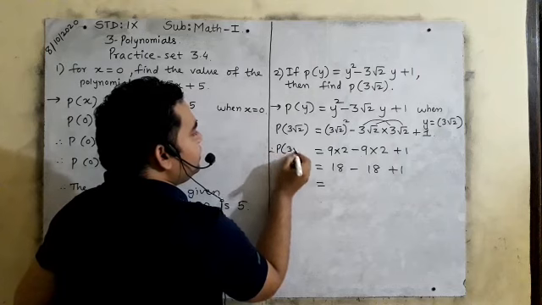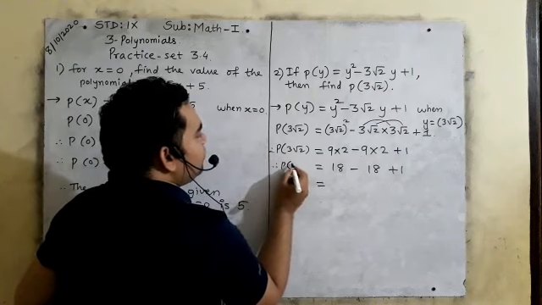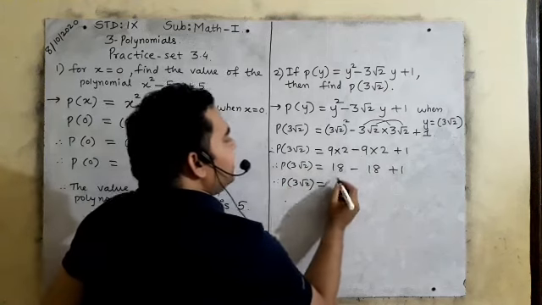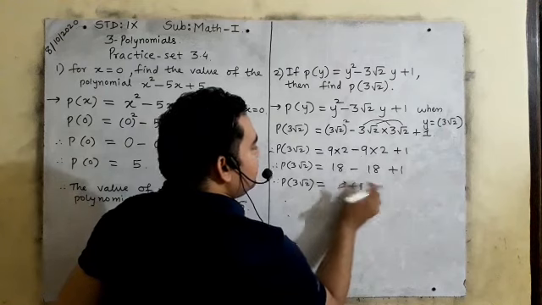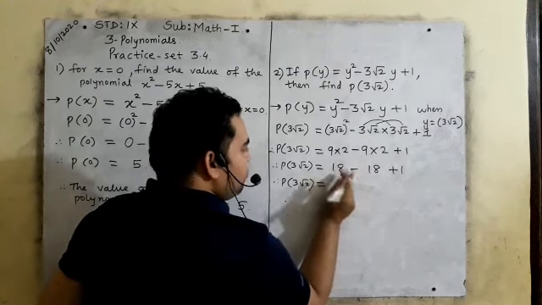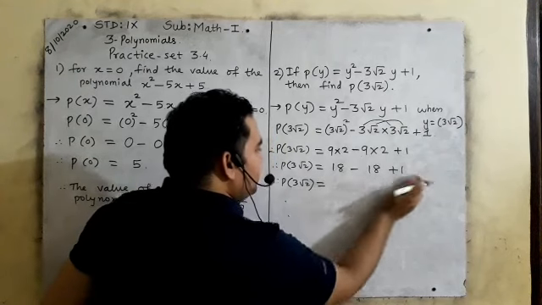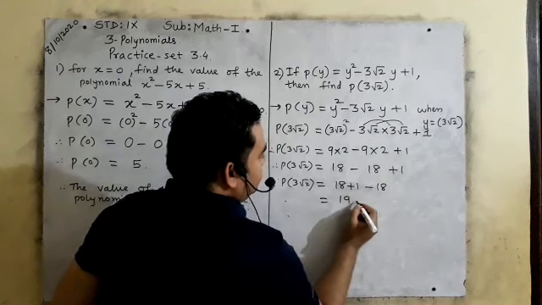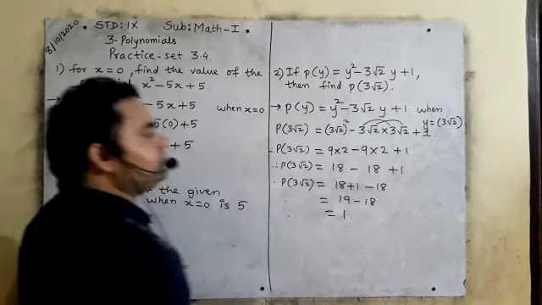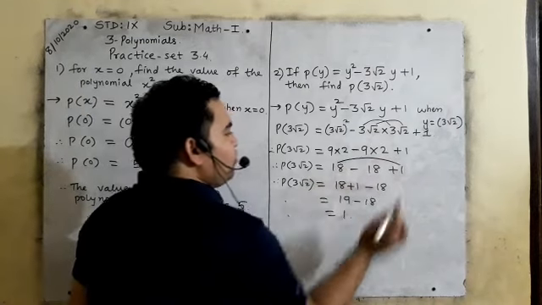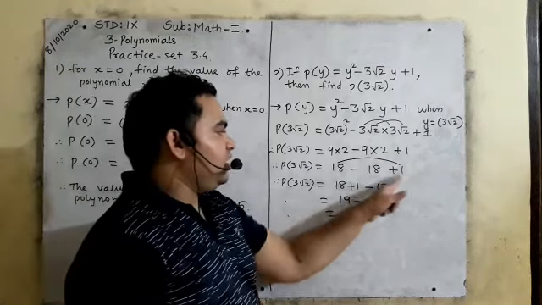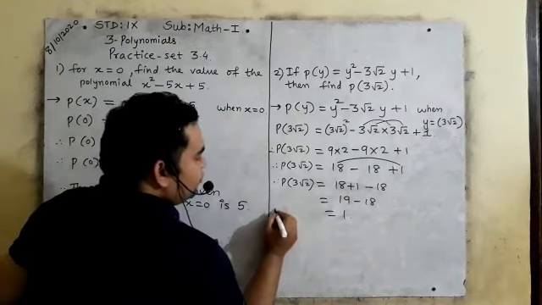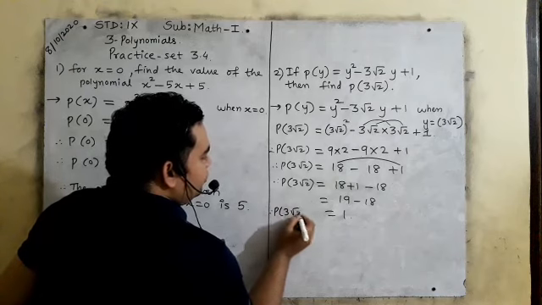Therefore polynomial of 3 root 2 is 18 minus 18 plus 1. Or you should not do it like this; you will do addition of this positive term and this positive term. So 18 plus 1 is 19, minus 18. So 19 minus 18 is equal to 1. Is it clear? This is positive and this is positive. So like terms: 18 plus 1 is 19, minus 18. So it is 1. Is it clear? So therefore you will write polynomial of 3 root 2 is equal to 1.